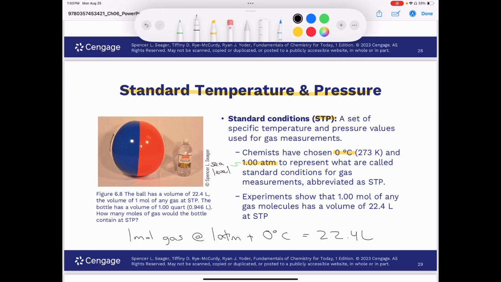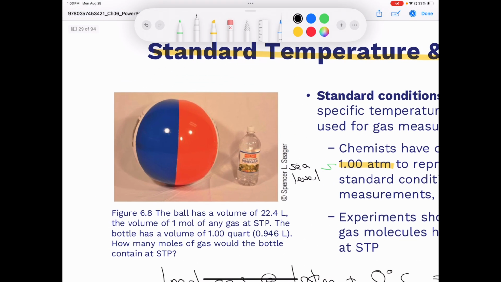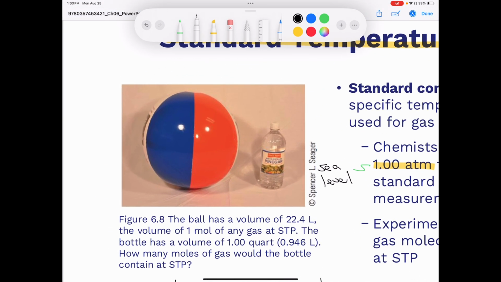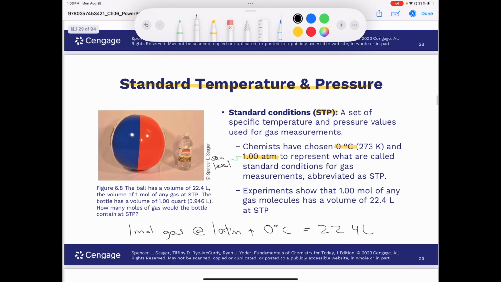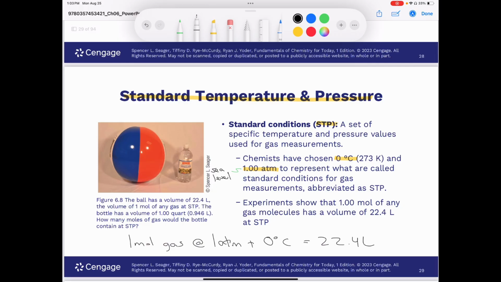Now, if you're wondering how big is 22.4 liters, you can see that they have this beach ball or something here that has a volume of 22.4 liters next to this 1 quart of vinegar. Anyhow, it's kind of like bigger than a basketball, is what I would say. If you take a basketball and make it bigger, anyhow, you can't see my hands, can you? But anyhow, that is a volume you need to know.